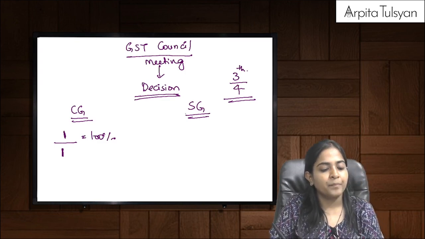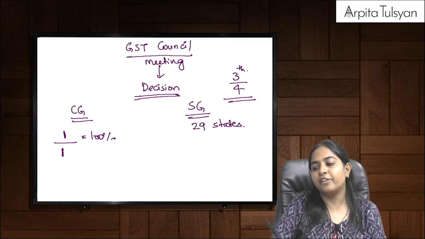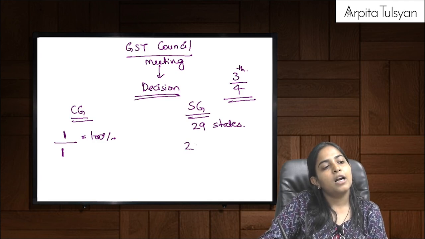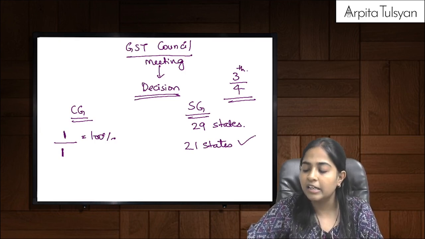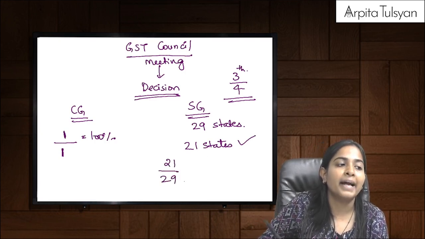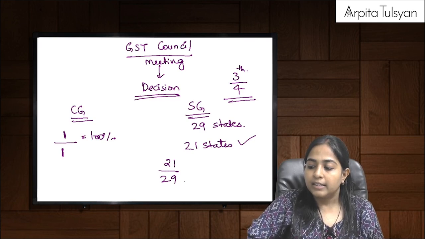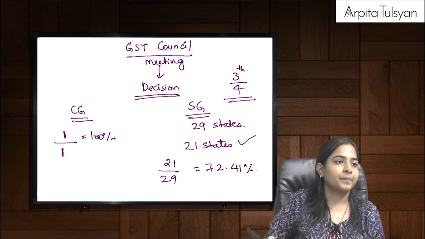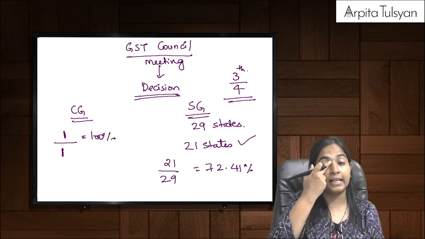we have participation of, let's say, 29 states, just for example, and out of that 21 states are agreeing to it. How much percent voting have we got here? 21 by 29, this percentage comes to 72.41%, right? 72.41% of state governments have said yes, and 100% of central government has said yes.